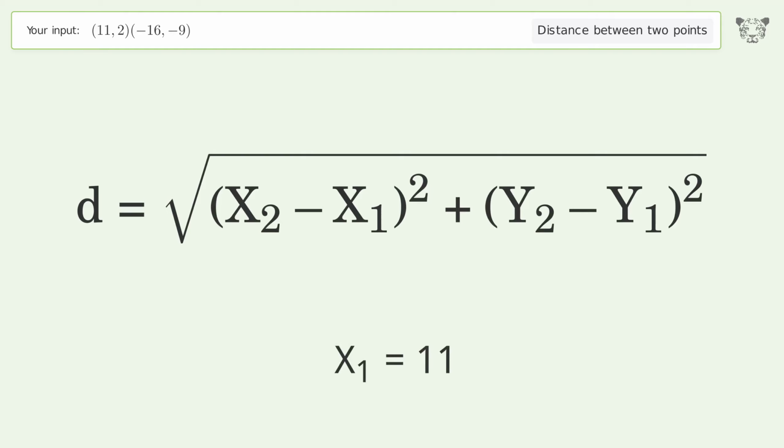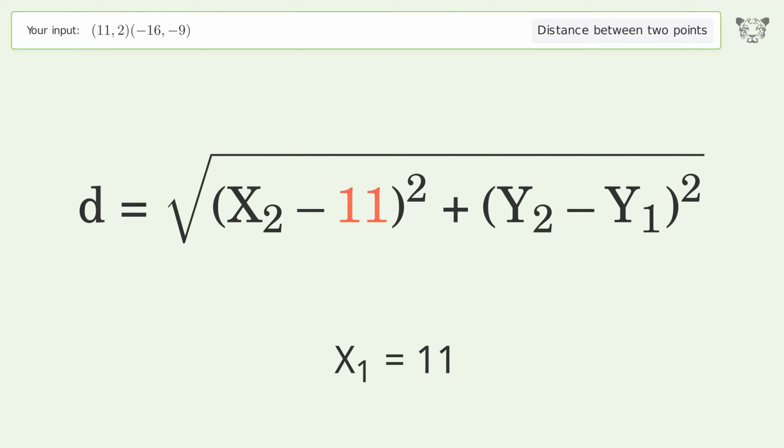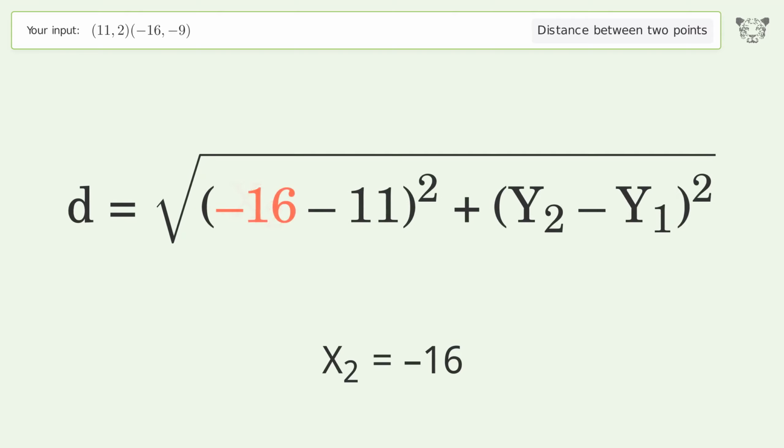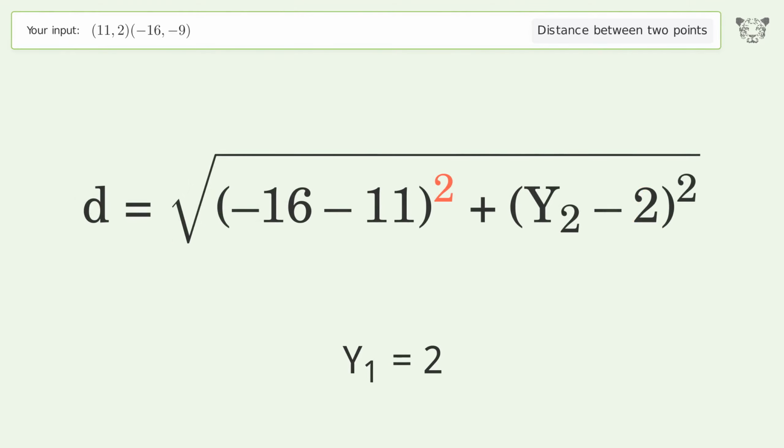x1 equals 11. x2 equals negative 16. y1 equals 2. y2 equals negative 9.